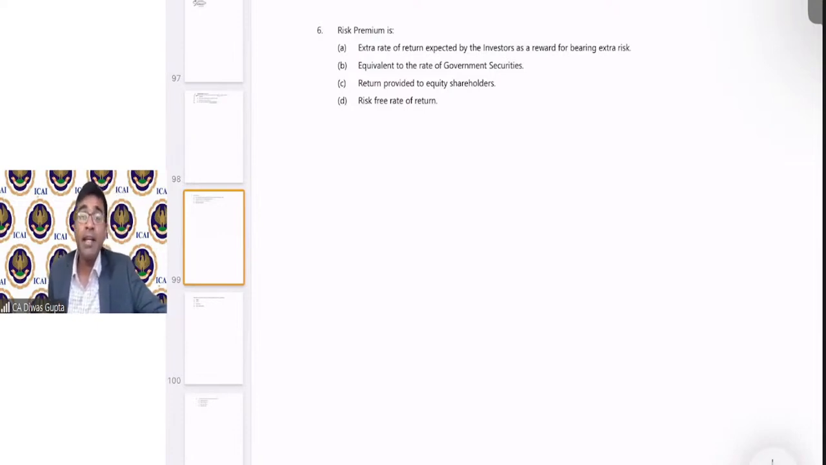And this risk premium, I can tell you, is from the topic of RADR, correct? Risk adjusted discount rate, in which we said that RADR has two components, risk-free rate and risk premium. So students, we expect all of you to answer what exactly is risk premium, which is very simple, which is given here.